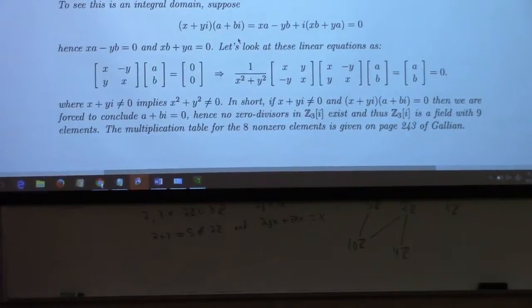Do you guys think about it? It's just an algebra problem. And I mean that in the... a plus bi times c plus di equals 1. Exactly. You want to look for solutions to a plus bi times c plus di equals 1.